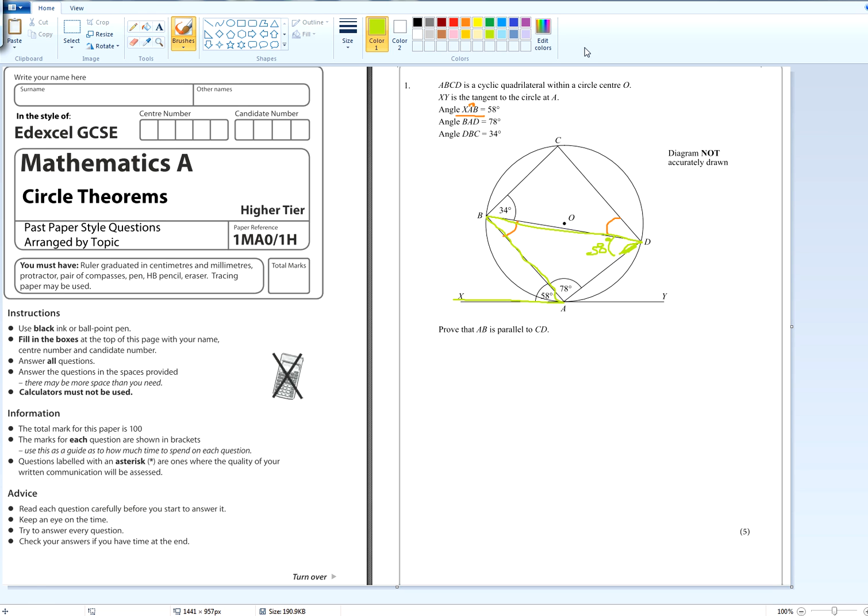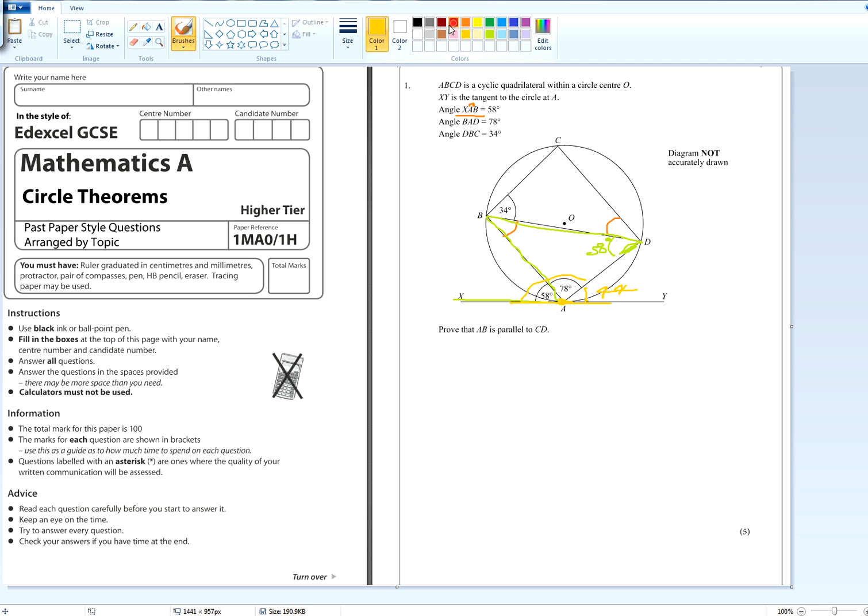Now, angles at a point on a straight line add up to 180. So we have 58 and 78, which will give us 136. So what's left over to make 180? 44.